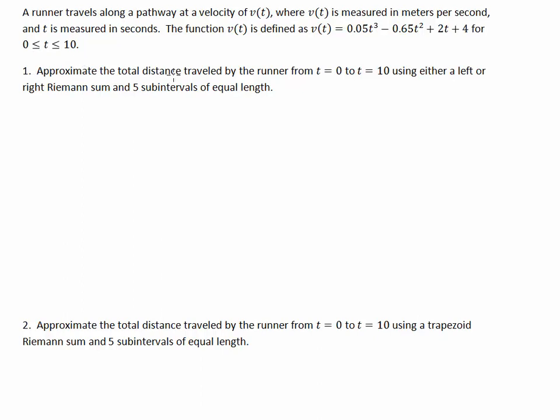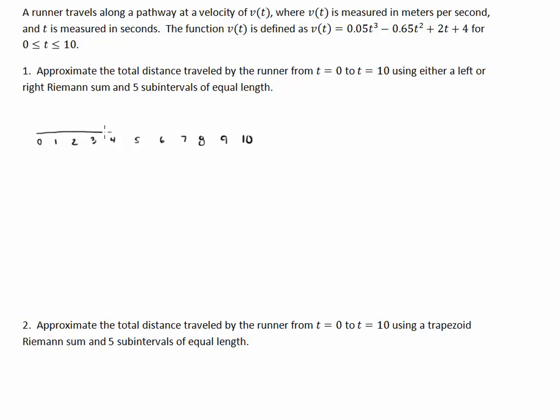It says, number 1, approximate the total distance traveled by the runner from time equals 0 to time equals 10 using either a left or right Riemann sum and 5 subintervals of equal length. So let's do both. We're getting pretty good at these, so let's do both. So let's see. We've got 10 units. 0, 1, 2, 3, 4, 5, 6, 7, 8, 9, and 10.